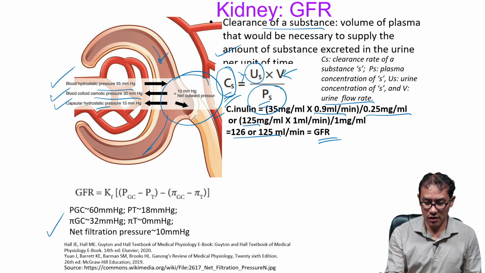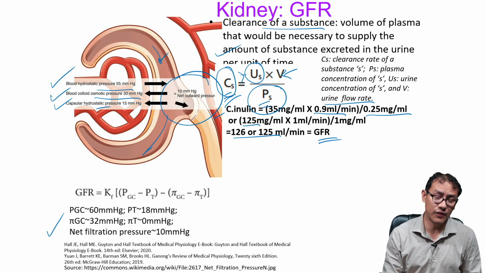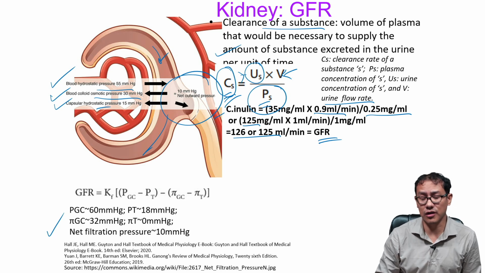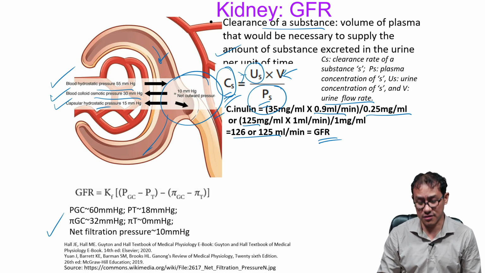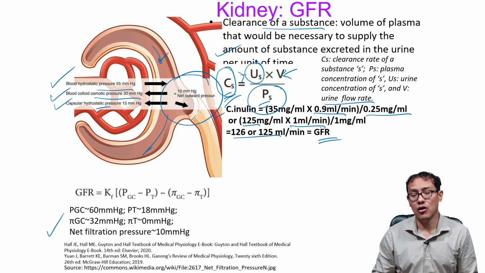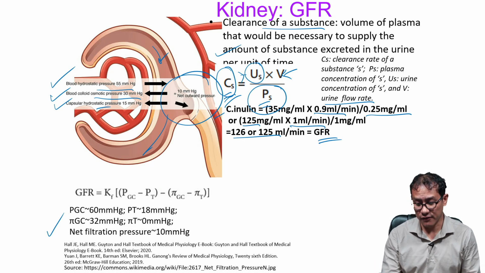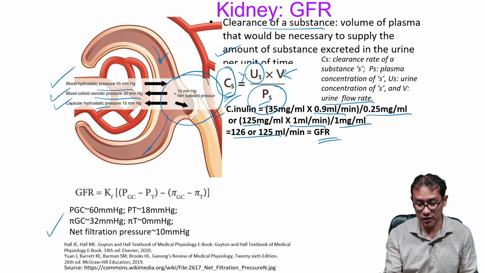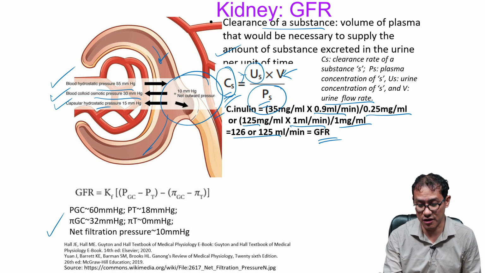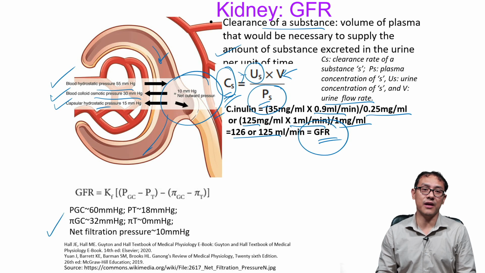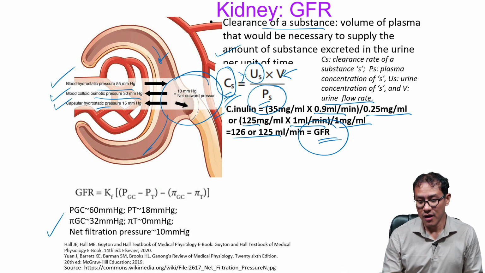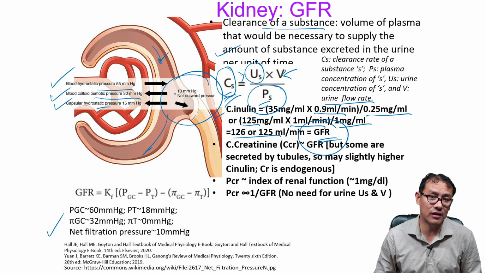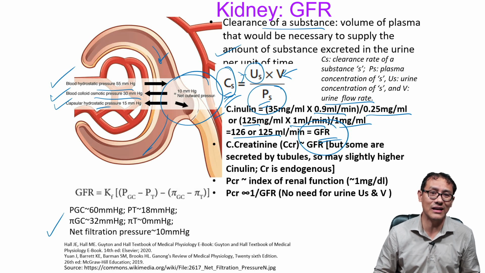Or if you take another value, 125 milligram per ml of urinary concentration of the substance into 1 ml per minute of urinary flow, divided by 1 milligram per ml of concentration in plasma, it will give 125 ml per minute, the GFR. So GFR can be measured by measuring the clearance of inulin, but for that you have to inject inulin inside the body. So we have to seek an alternative method.